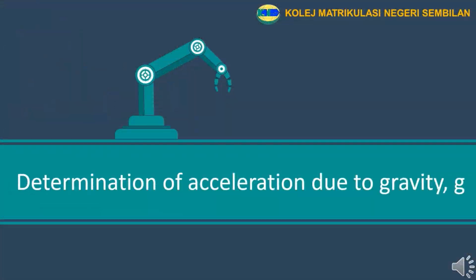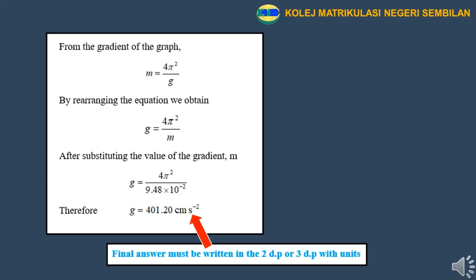Determination of acceleration due to gravity g. From the gradient of the graph, m equals 4 pi squared over g, we rearrange the equation and we get g equals 4 pi squared over m. After substituting the calculated value of the gradient m, we get g equals 401.20 cm per second squared.